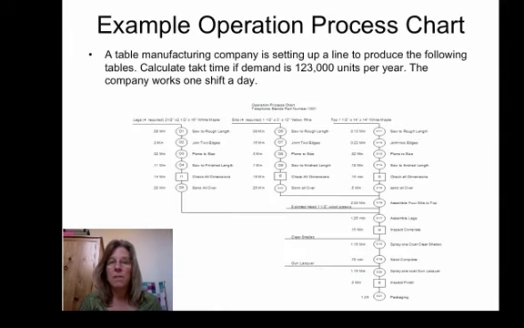This is the operations process chart for the case study that we talked about a couple of videos ago. What I'd like you to do is to determine, if a table manufacturer is set up in line to produce tables, calculate the takt time if the demand is 23,000 units per year and the company works one shift a day. So you have both of those things that you need: you have the units and you have the time required. So go ahead and try to do that in a minute. Maybe stop the video or just try to do that calculation.